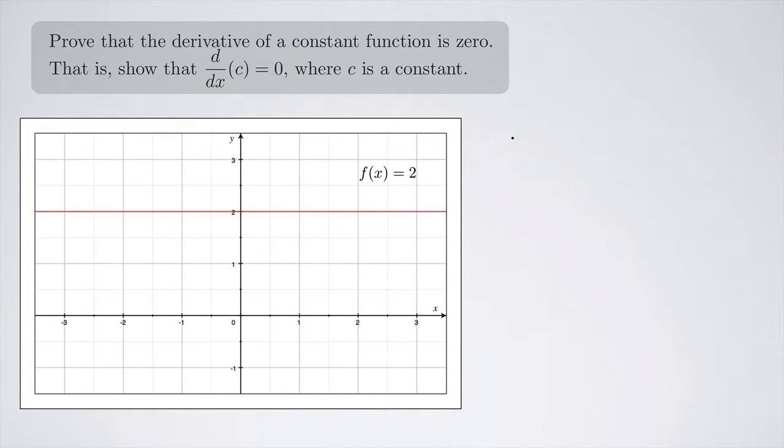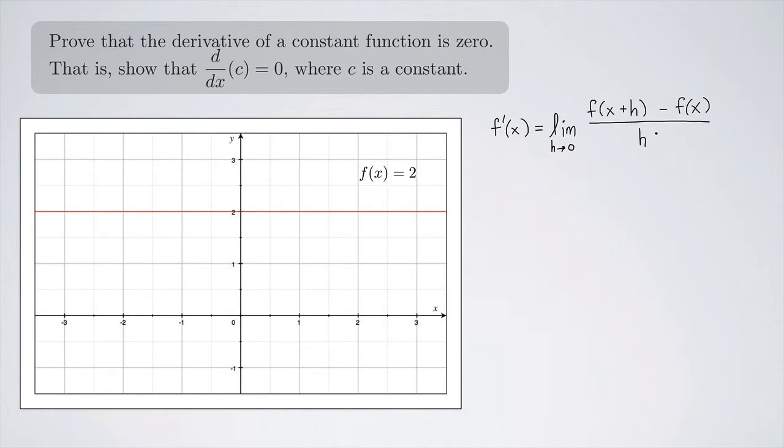Well, there's a couple different ways to write it, and I'll use this definition. So we have f prime of x, that's for the derivative, equals the limit as h approaches 0 of f of x plus h minus f of x all over h. Okay, so a couple things here.